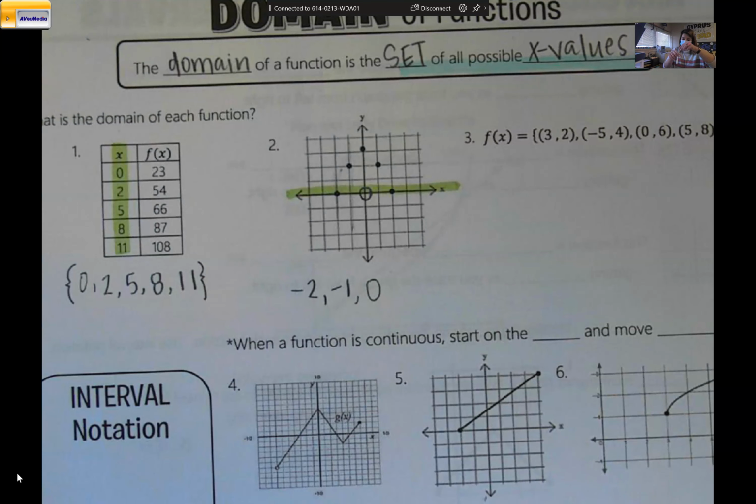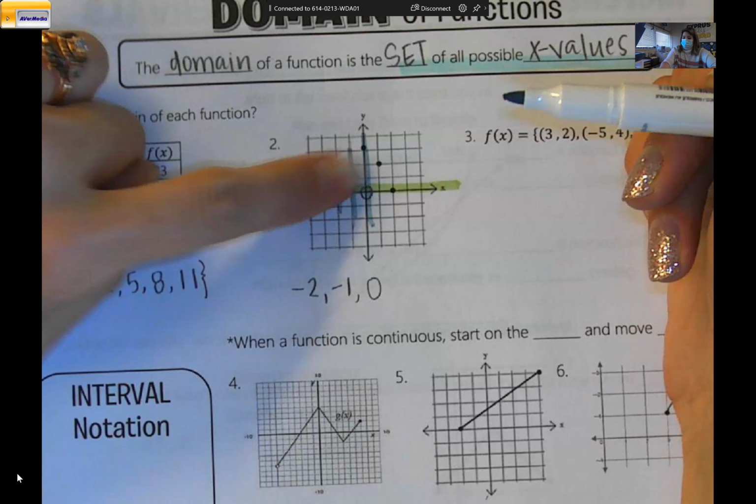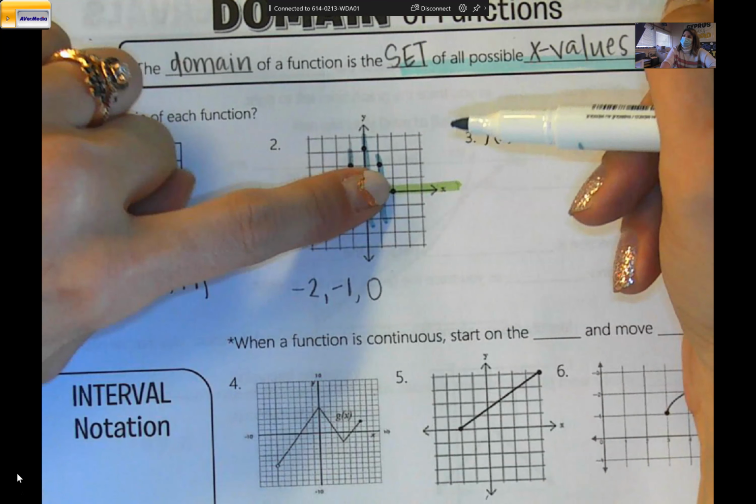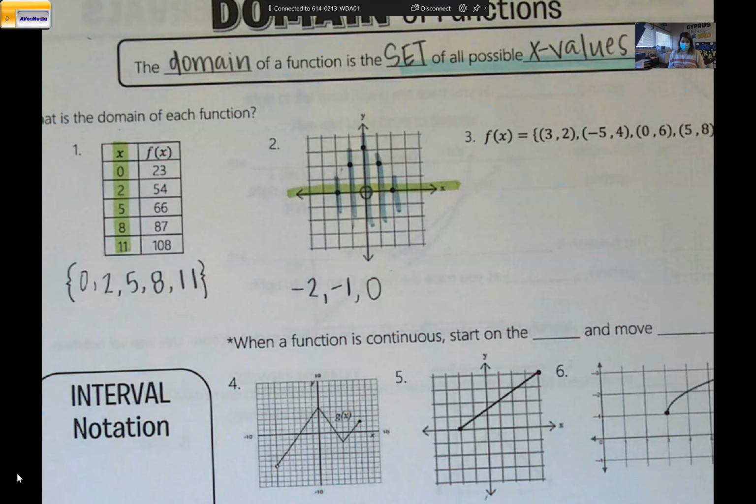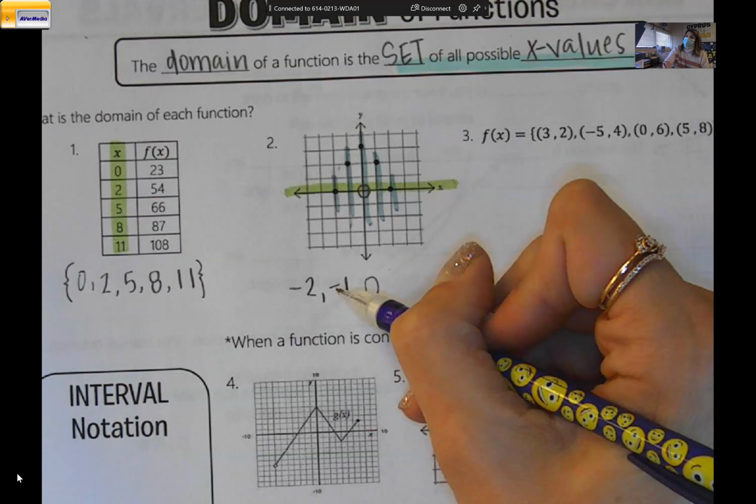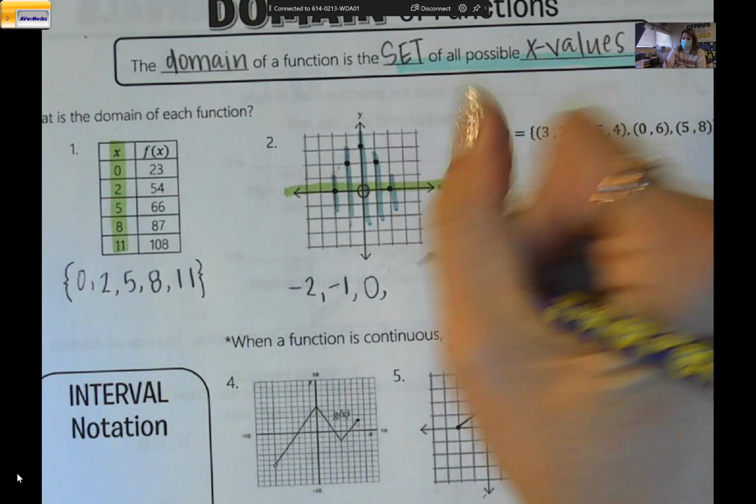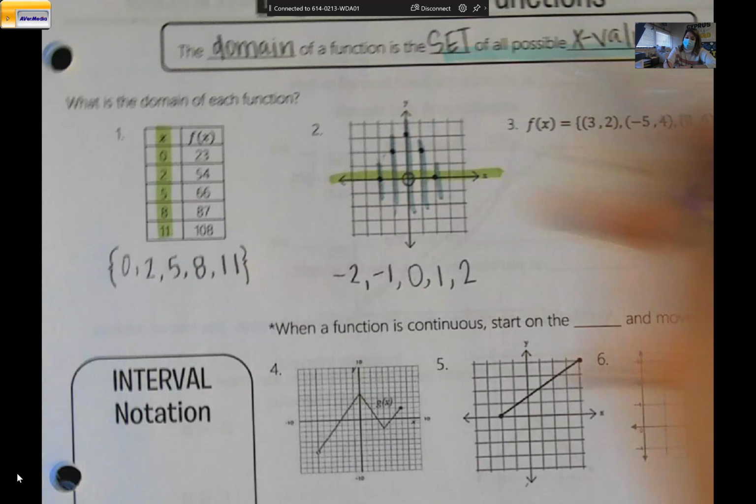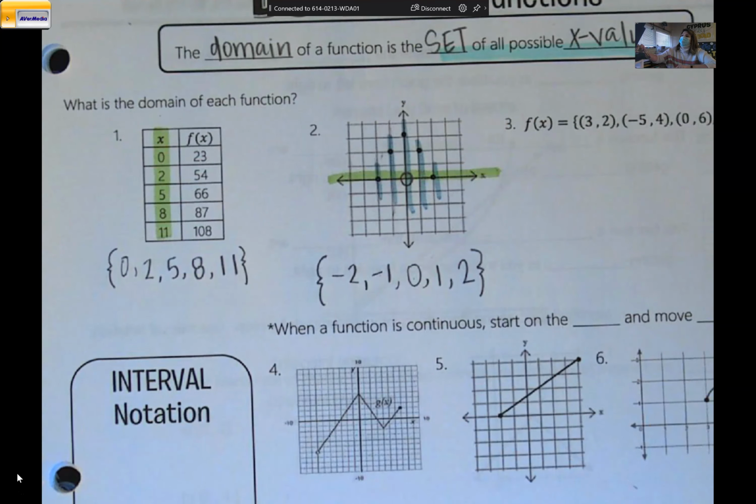I'm just choosing a color. Okay, what does this line up with on the green line? 1, and then this one, 2. So those are all of the numbers that x can be. We have -2, -1, 0, then we have 1 and 2. So 5 numbers, and we put the fancy brackets on it.